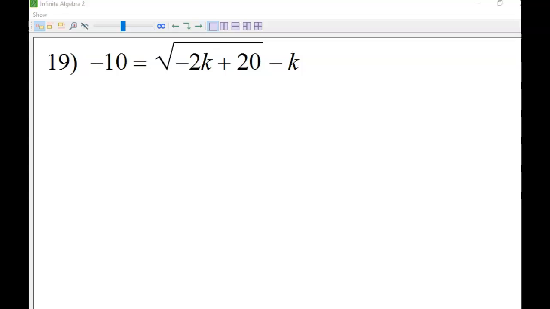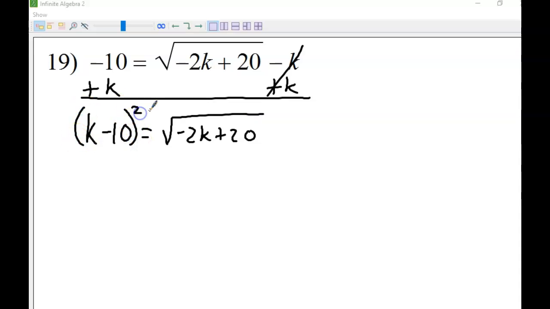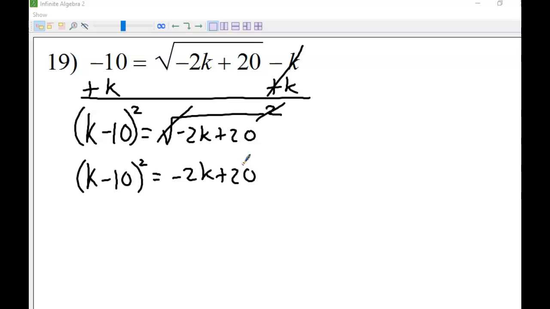For this one, we're going to start by moving this k over here because it's outside of the radical. Remember I said if you have anything outside the radical, you move that to the other side first. So right now we're looking at this. Now we go ahead and get rid of the square root, and the way we do that is by squaring both sides. Now on this side over here, we have k minus 10 squared. And on this side, we no longer have a square root.